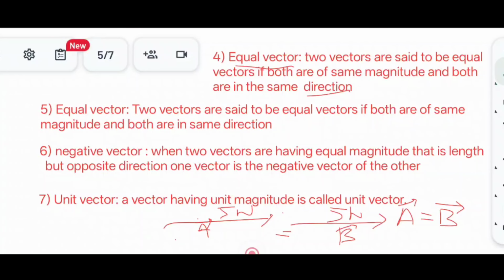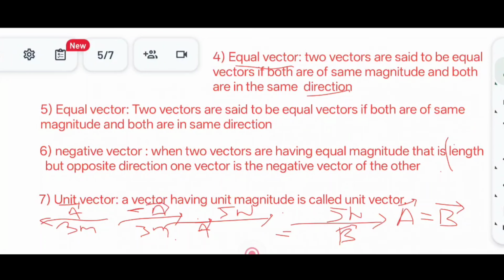Okay. Then negative vectors. What are negative vectors? Negative vectors are the vectors having equal magnitude, for example length, but they are in opposite direction. For example, if the displacement is 3 meter and another is 3 meter only, equal magnitude displacement, but they are in opposite direction, this is the negative vector. This is vector A and this is minus of vector A.